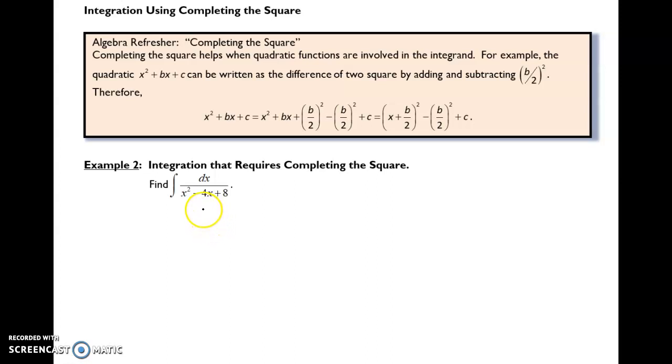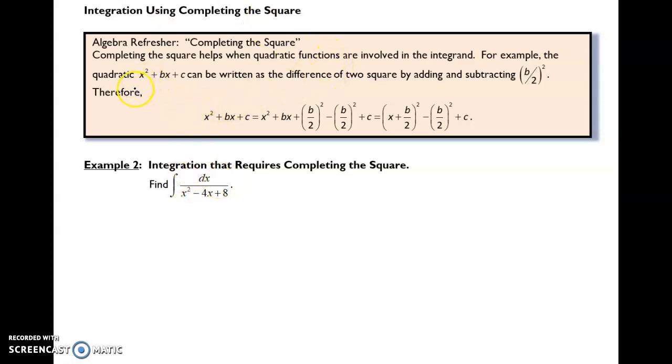Now let's talk about integration using completing the square. Let's remind ourselves what completing the square means. This is going to help us when we have quadratic functions in the integrand. Specifically, we'll usually see them in the denominator. You'll notice, for example, like in number 2, it's a quadratic in the denominator, but there isn't anything in the numerator to make a u substitution.